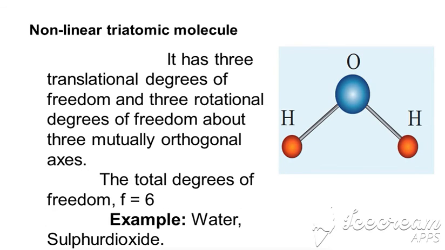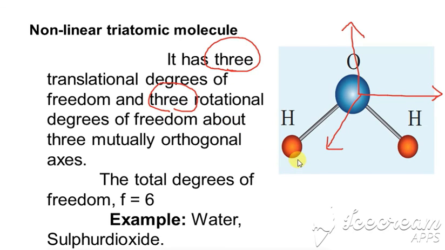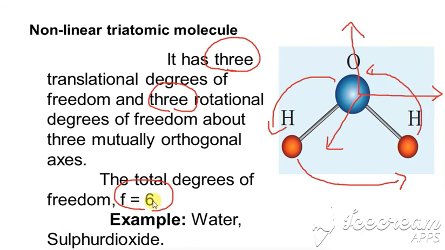Next we have the non-linear. When you see here, this can move along the 3 directions, so it has 3 translational. Then 3 rotational. How 3 rotational? This can move here, this can move here, and in the same way this can move over here. So it has 3 rotational. So 3 plus 3 is 6, and totally it has 6 degrees of freedom. For example, we can consider water, sulfur dioxide, etc. Clear? Thank you.